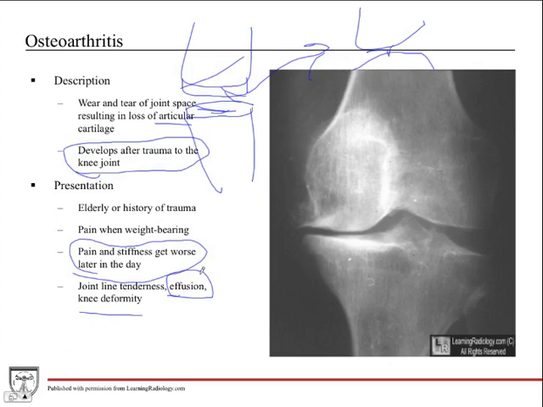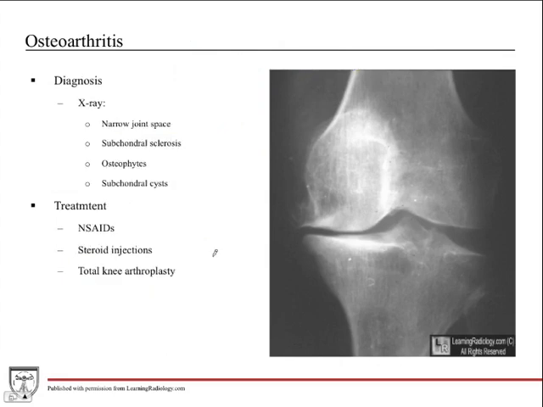And this effusion and tenderness is because when you have 2 bones banging against each other like this, there's going to be a lot of inflammation, and that will cause the tenderness, effusion, those types of things. So diagnosis, x-ray. You can see we have an x-ray right here. On this side of the knee, there's a lot of arthritis. This side actually looks pretty good. It's not too bad. It looks fairly healthy.